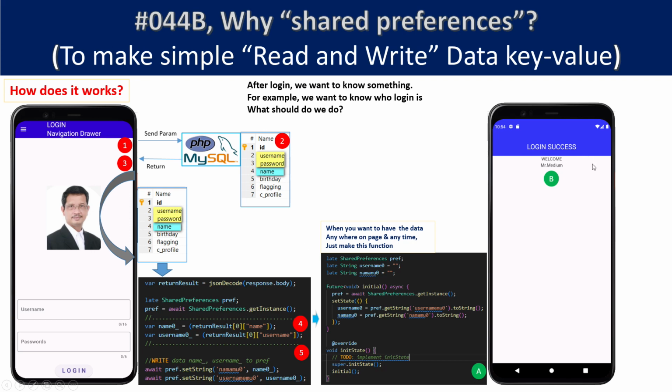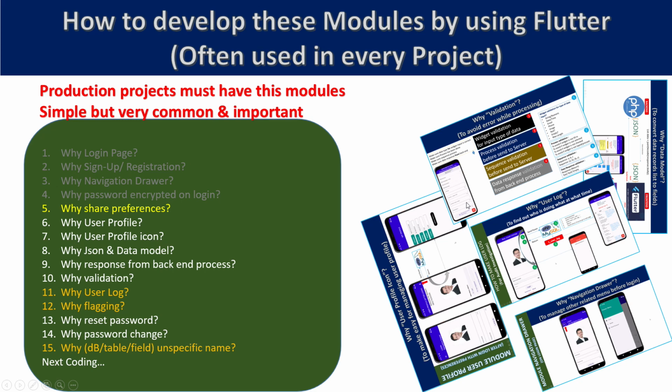In other pages, when you want to have the data anywhere and anytime, just write this. After you write this script, you have the username, and if you want the name also, this one. Okay, this is the shared preference.